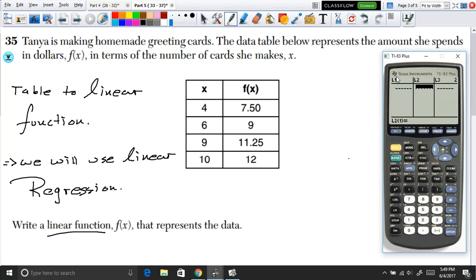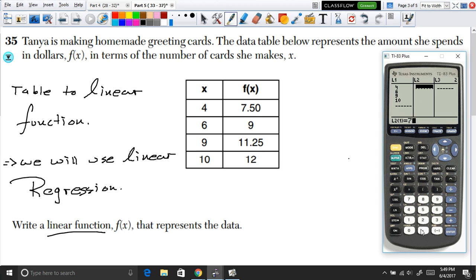In here, under L1, we're going to put the x values, and under L2, we're going to put the f of x values. So let's put those values, 4, then 6. Every time you put a value, you're going to press enter to go down. Now, these are my x values. Now, let me hit to the right. Here I'm going to put the y values, or f of x.